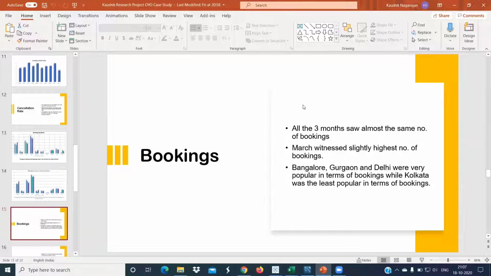Talking about the bookings, all the 3 months saw the same number of bookings. March witnessed slightly higher number of bookings. Bangalore, Gurgaon and Delhi were popular in terms of bookings, while Calcutta was the least popular in terms of bookings.